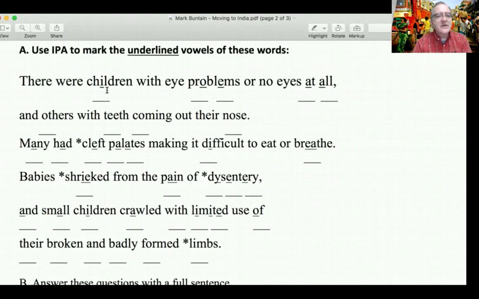There were children with eye problems or no eyes at all. I want you to use the IPA and mark underlined vowels of these words. I will do the first one for you, okay? Okay, it seems that I cannot write on this PDF file, so you're going to have to do the Word file, Microsoft Word file, okay? I want you to type it.